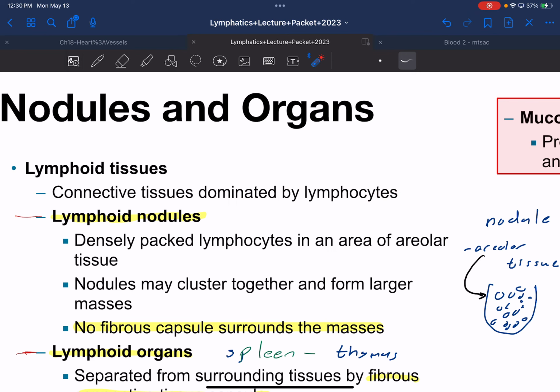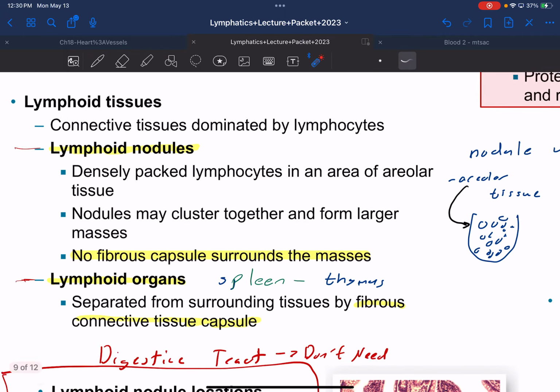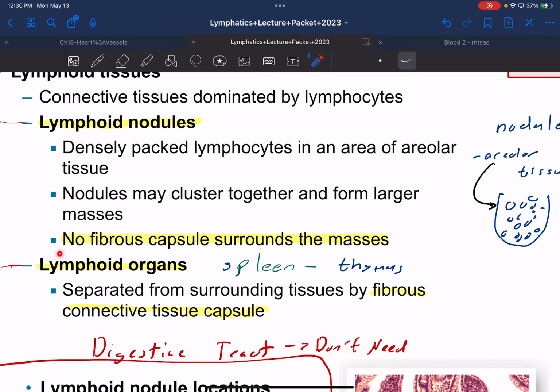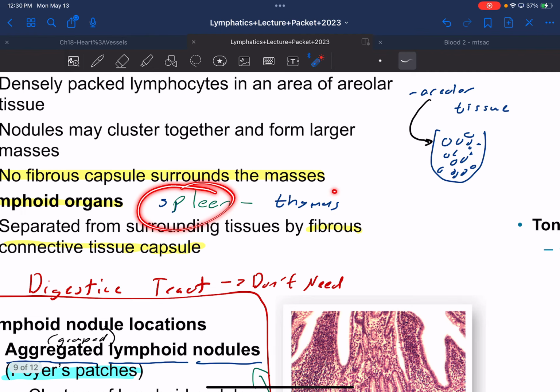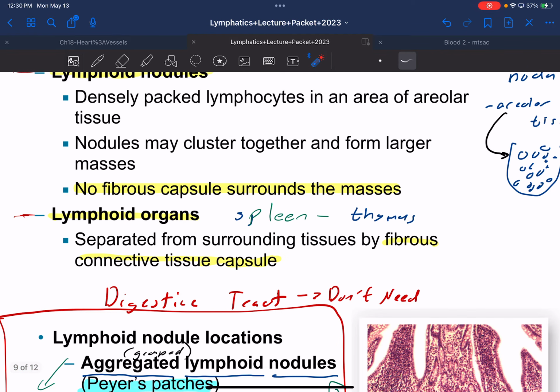That's the only difference, is that when we look at lymphoid nodules, there's going to be no fibrous capsule surrounding that container, that sac, that cluster. No fibrous capsule. Lymphoid organs such as the spleen and the thymus, these are going to be examples of lymphoid organs. And they are going to be surrounded by a capsule.